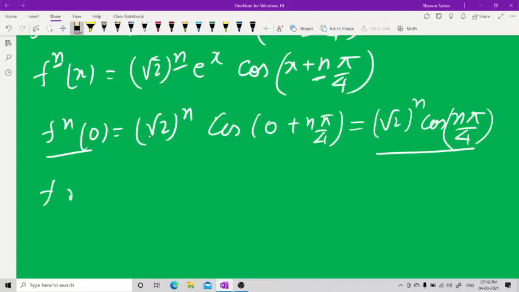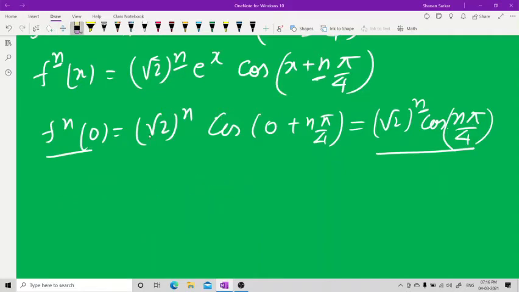f(x) was what? f(x) was e^x cos x. Now at f'(1), put n equal to 1 here: it will be √2, and cos(π/4) is 1/√2. Now, sorry, the formula is; let's write down the formula again.